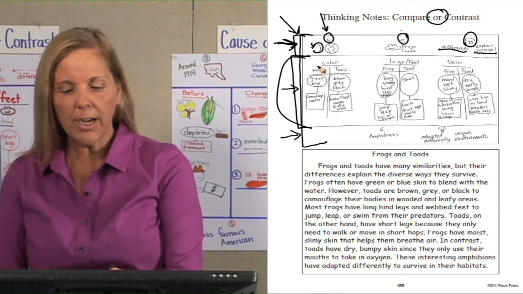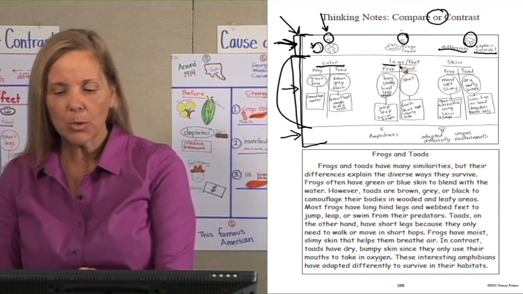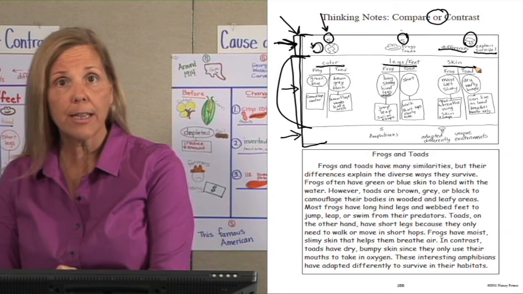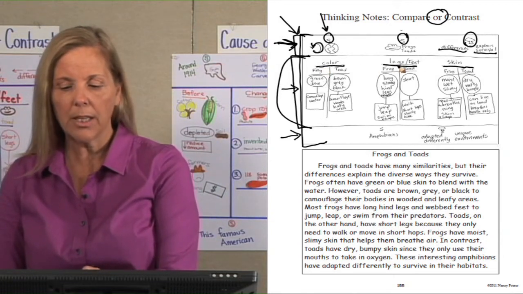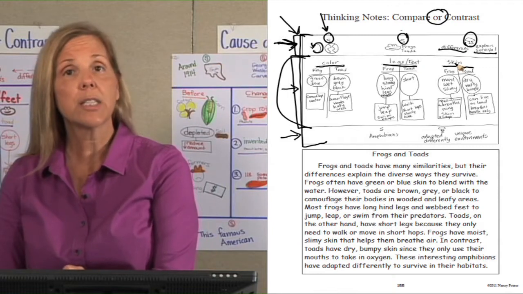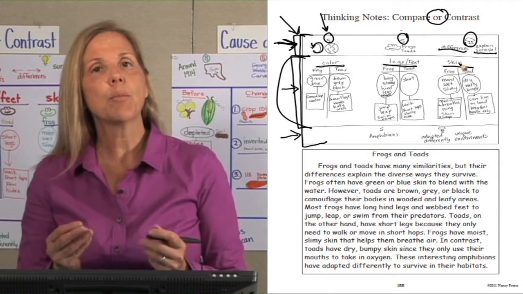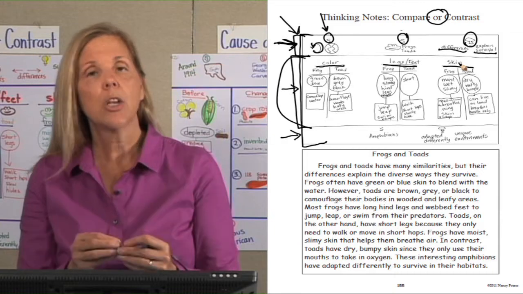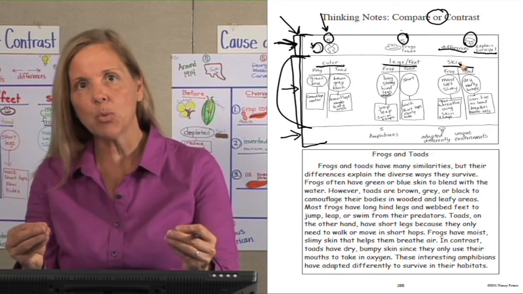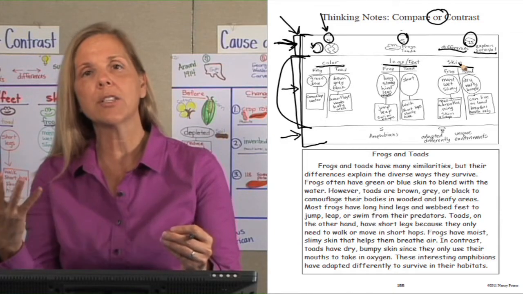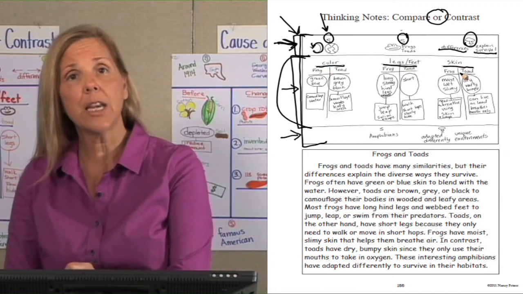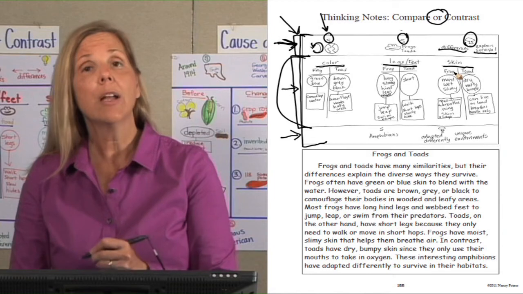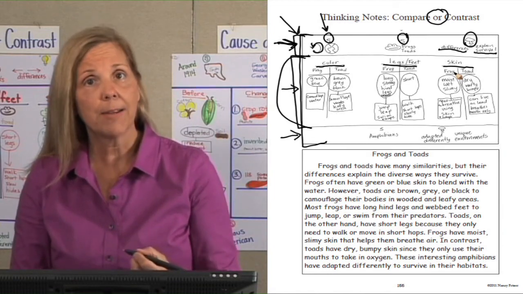Identify the attributes. In the body of our organizer, you'll see that we identified 3 attributes. I'm underlining them now. The first was color. The second was legs and feet. The third was skin. These were the attributes we identified to analyze the differences between a frog and toad to show how they survive differently. Their color, legs and feet, and skin are attributes that show how they survive differently.